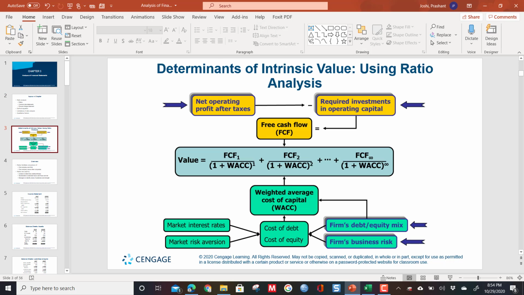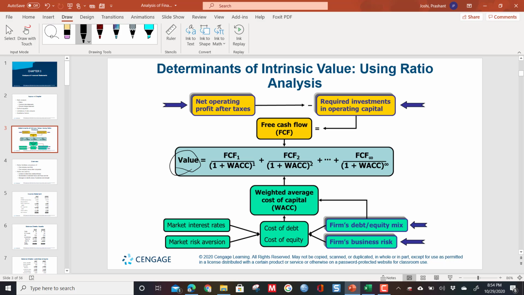The intrinsic value of the firm is determined by the present value of expected future cash flows, discounted at the weighted average cost of capital. So this chapter explains how to use financial statements to evaluate a company's profitability, required capital investments, business risk, and the mixture of debt and equity.